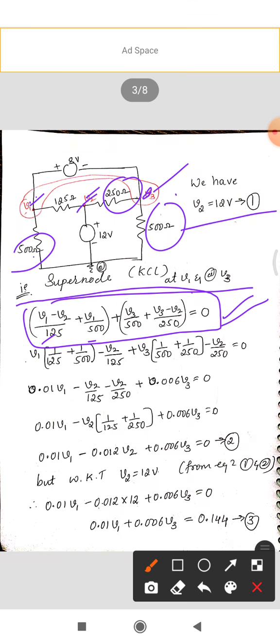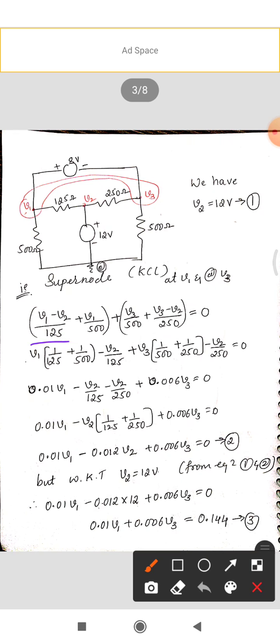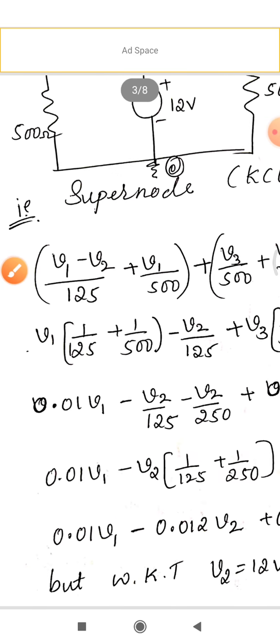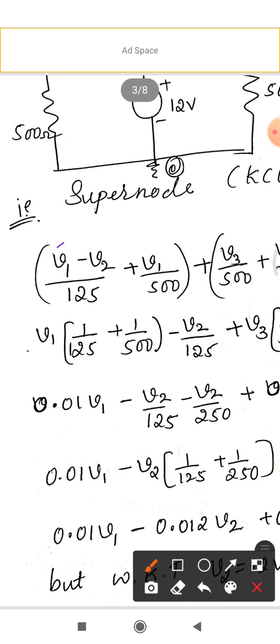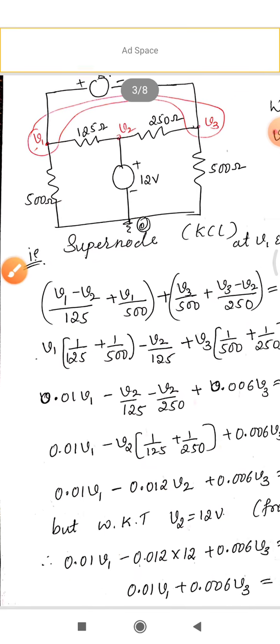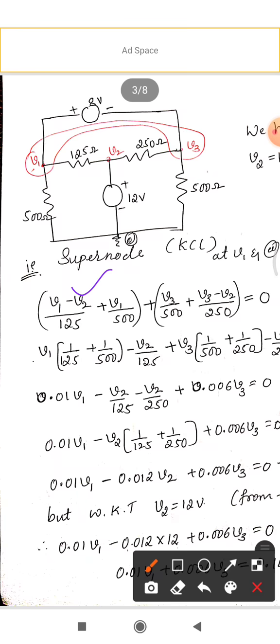Okay, so let's simplify this equation. Let's take V1 outside in this entire equation. When we take V1 outside, it is 1 divided by 125 plus 1 by 500, and here V2 is there, so minus V2 divided by 125 will be there.